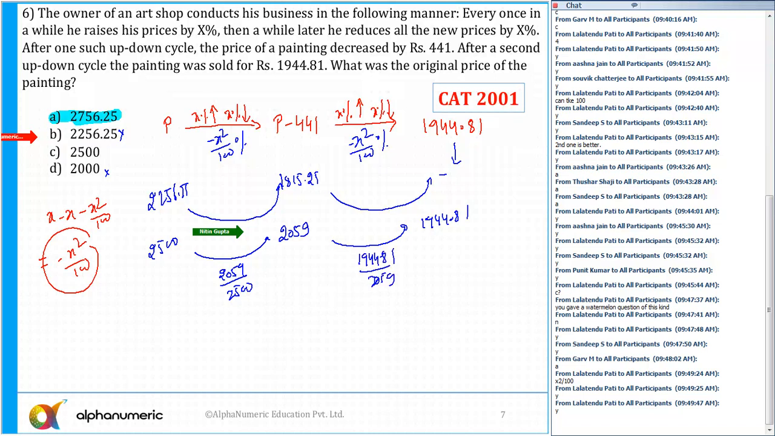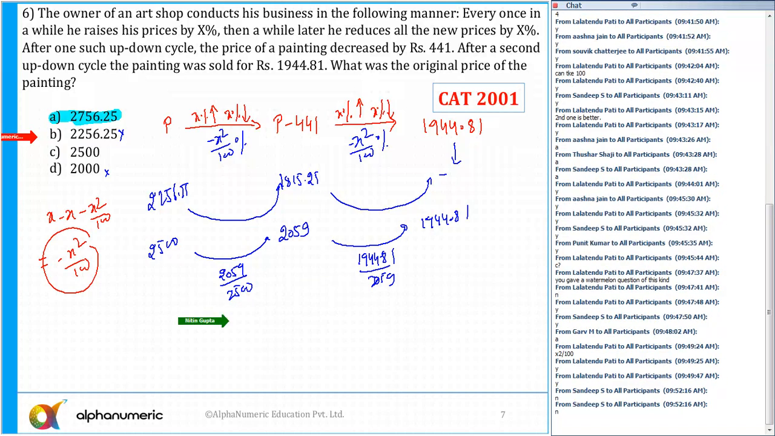Whether these two will be same? Please tell me. Are these two same? No. So the answer can't be option number C. So there has to be only one option, which is D. There is only one option, which is D. Is that clear to all of you? With the help of options, that is one of the ways.